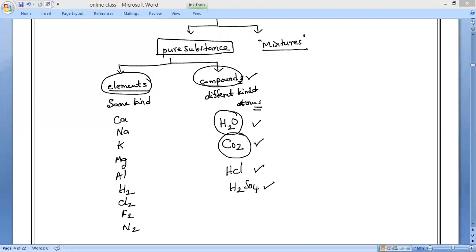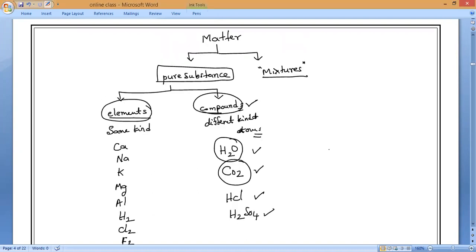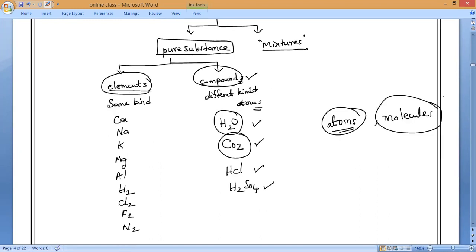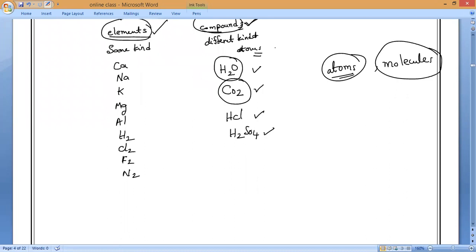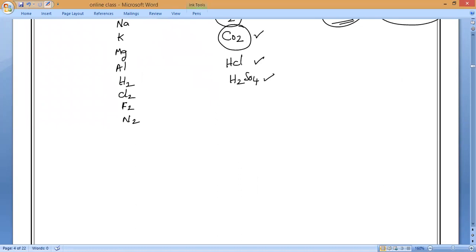A pure substance is one which is made up of only one kind of particles. That particle may be atoms, or may be molecules. Understand? That is what you have to remember. Everybody needs to know. What are the examples of pure substances? One is elements, another one is compounds.